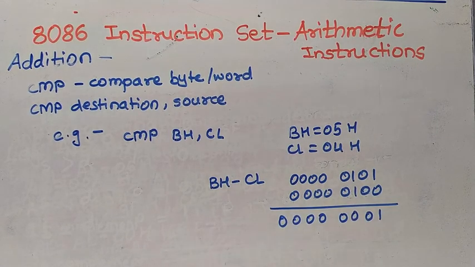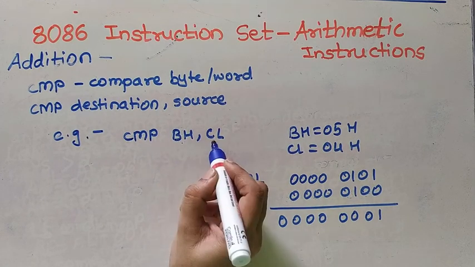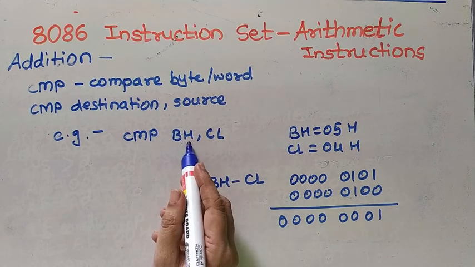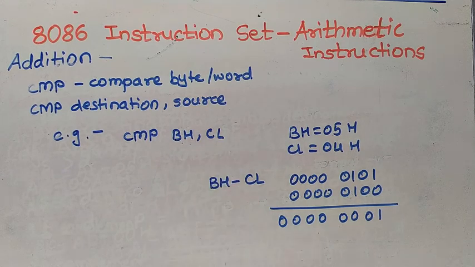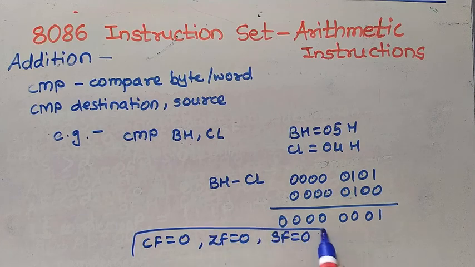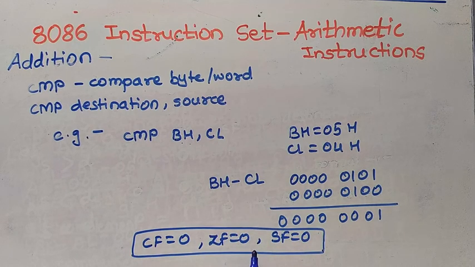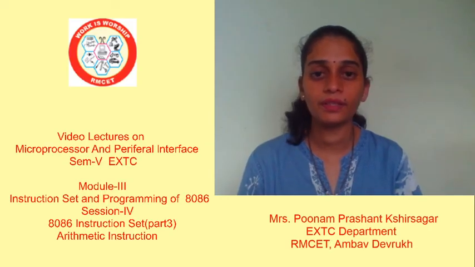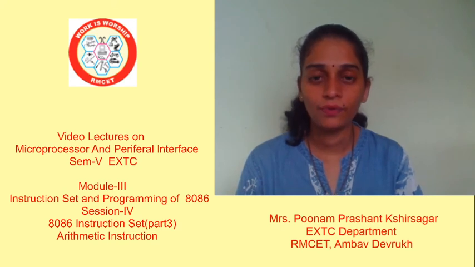Okay, and here we can observe that this is destination and this is source. So destination is greater than source, that's why here no carry is generated, so carry flag will be 0. Similarly zero flag will be 0 and the sign flag will be also 0, means this is the status of flags after execution of this instruction. So here in this video lecture we have seen the different instructions related to the addition and subtraction. Thank you for watching the video.